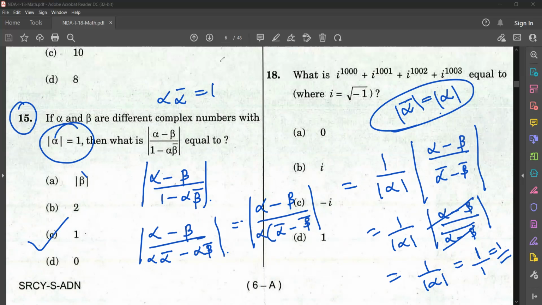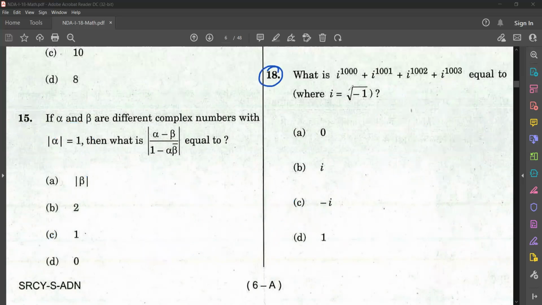Now see the question number 18. What is i raised to 1000 plus i raised to 1001 plus i raised to 1002 plus i raised to 1003 equal to, where i is equal to root of minus 1? Let's try all of you. Easy question now. You have to just do i raised to 1000 plus i raised to 1001 plus i raised to 1002 plus i raised to 1003.